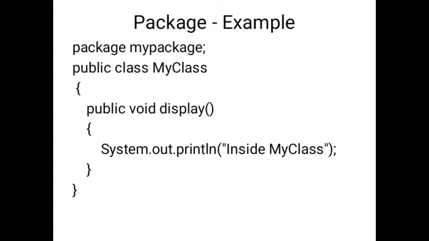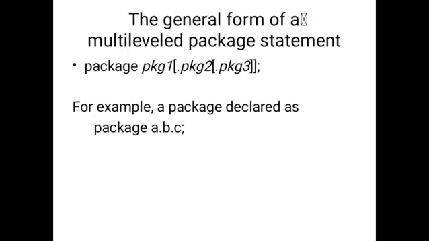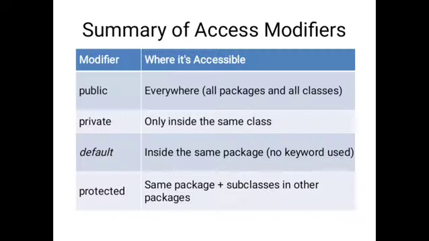So an example of a package: package, public class, public void display, then System.out for output inside the method. The general form of the multi-level package statement is package1.package2.package3. The example of a package declaration is package A.B.C. Three package values, for example, previously used by the CS department, IT department, then AI&DS department. So the same as package A.B.C.